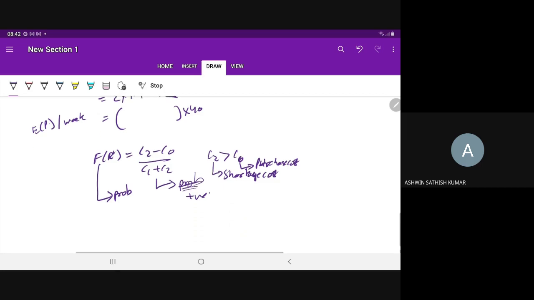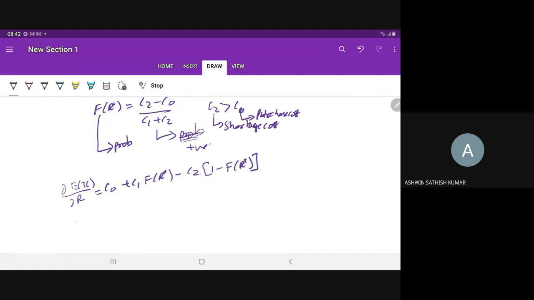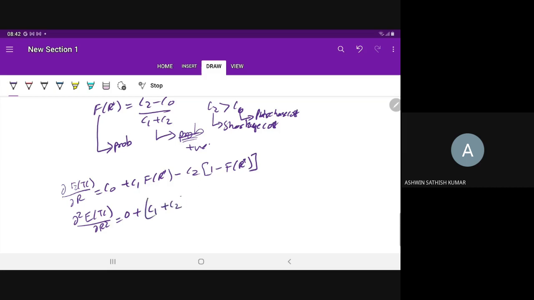Now if you compute the second derivative, del 2 etc by del R2, it is 0 plus C1 from here, plus C2 from here, and the derivative of the capital F is the small f, the PDF, at R star. So in this case C2 is always positive.